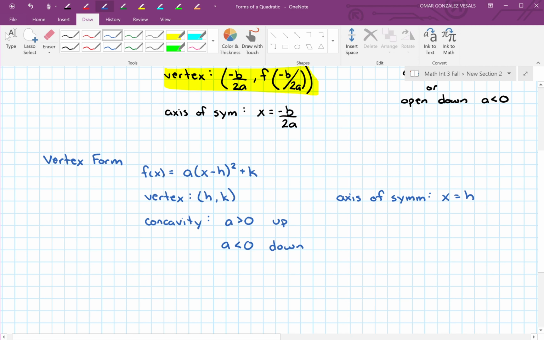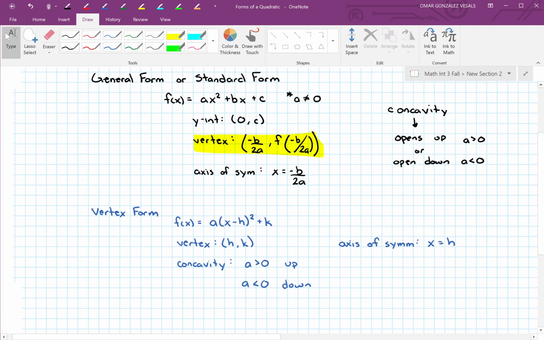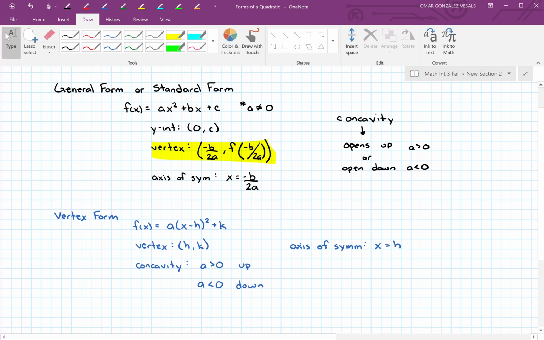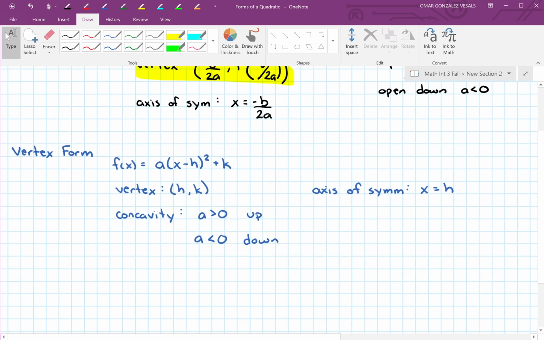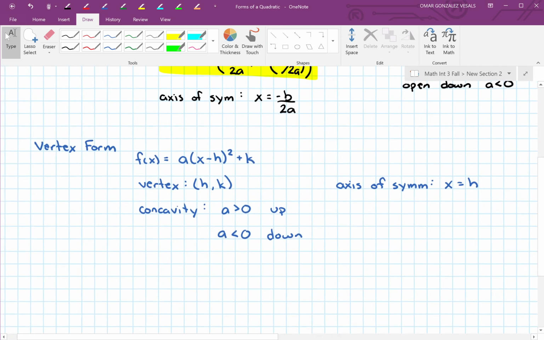Okay? So what's the one thing that you don't have from standard form? What does standard form have that vertex doesn't? It doesn't have the y-intercept, right? So vertex form does not have the y-intercept. If you wanted to find your y-intercept, you can, but vertex doesn't automatically give you the y-intercept, whereas standard form does. So far, so good?